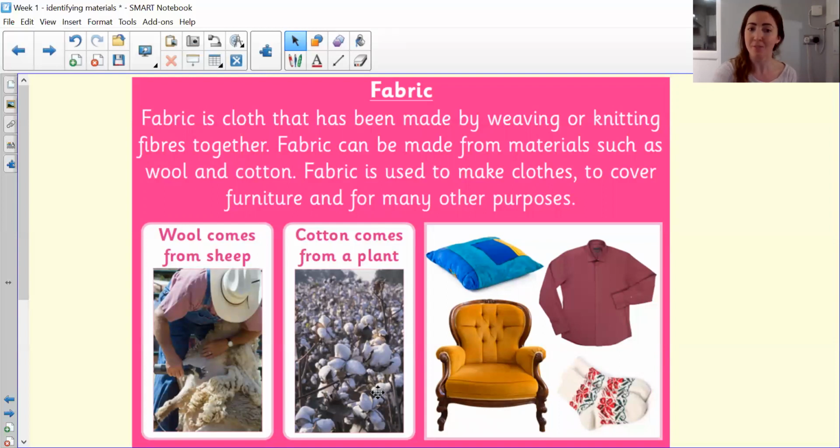Cotton comes from a plant. But wool and cotton are both examples of fibres that can be used to make fabric. And here are some examples of things that can be made with fabric.